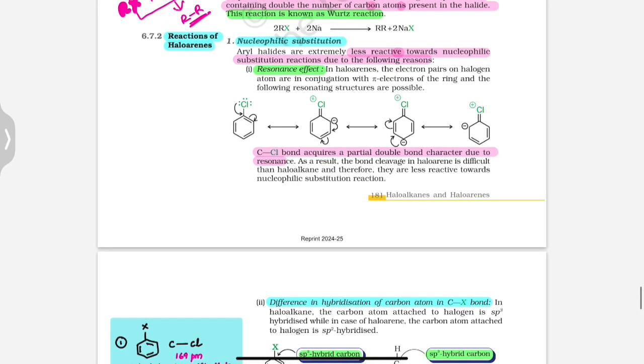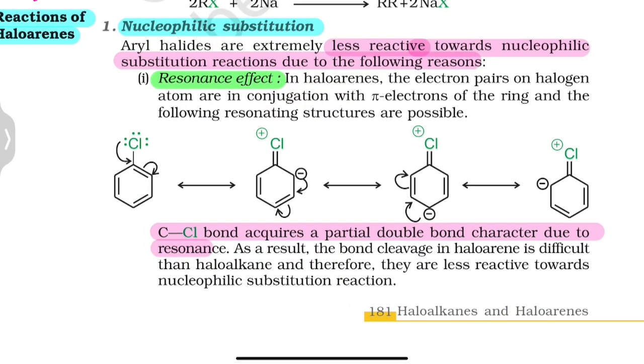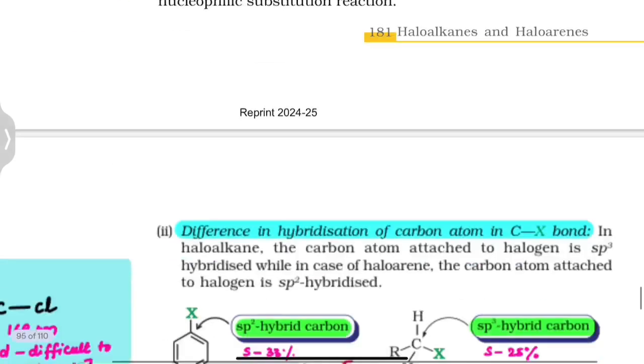So these are the 4 possible reasons why haloarenes do not easily show nucleophilic substitution reaction. One is the resonance effect. Because of the resonance effect, a partial double bond character exists between carbon and chlorine. Therefore, it becomes difficult to break this bond.